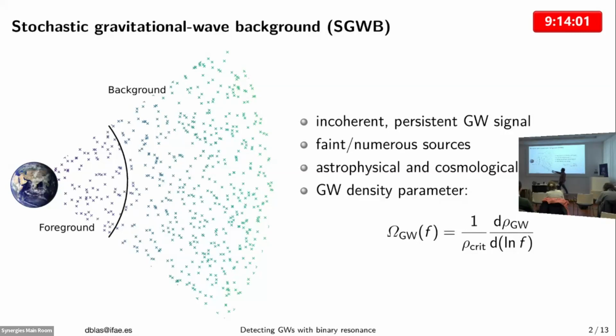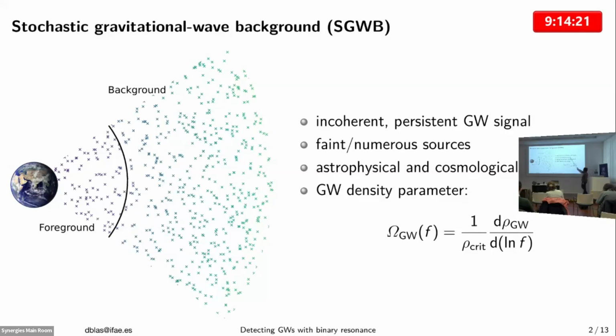This is as opposed to the waves which are generated close to you, which is what is called a foreground, where you, in principle, can distinguish individual sources. So the idea is that we're going to take this stochastic background of incoherent and persistent waves.